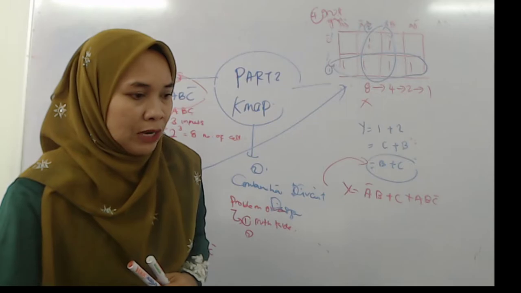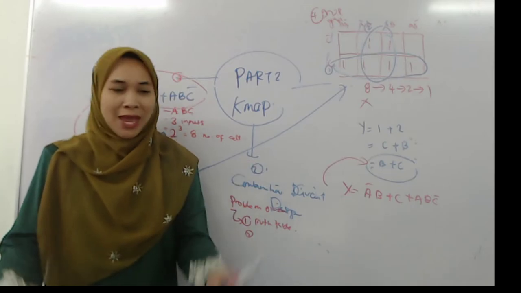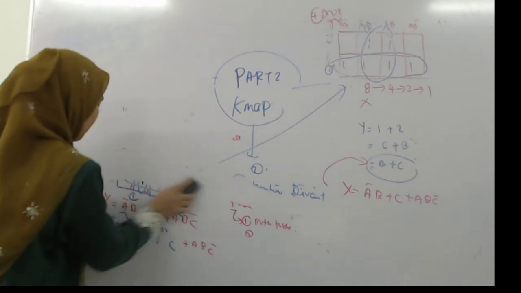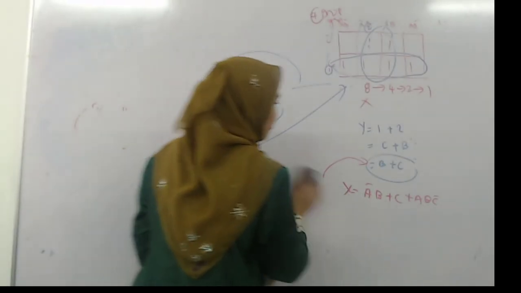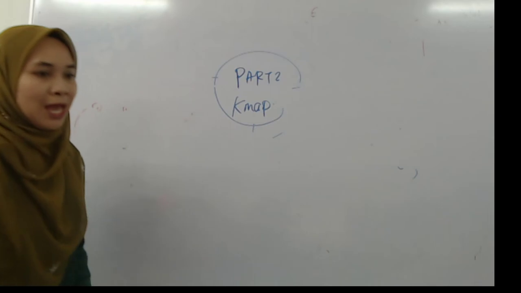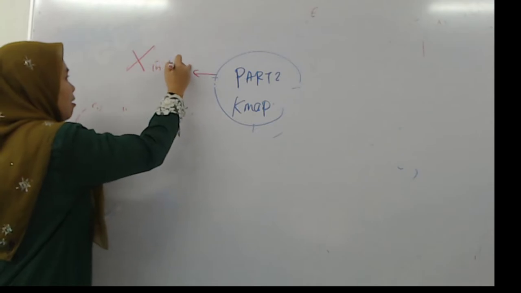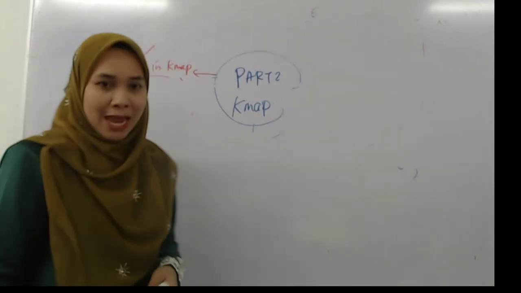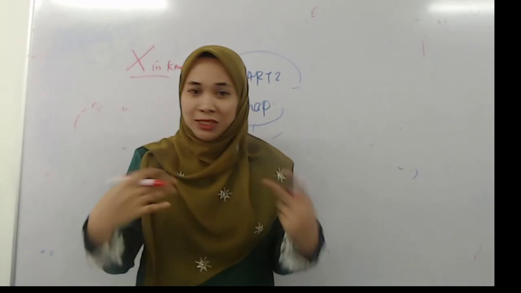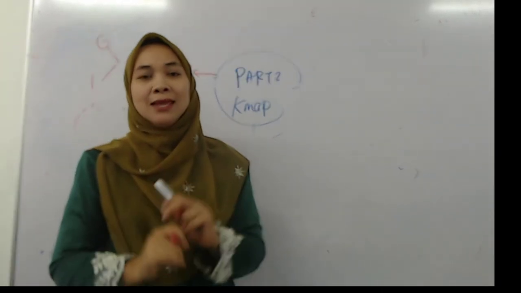So now we look at expression X in the Karnaugh map. What is X? X is don't care, right? Expression X in K-map. X is don't care. Don't care means it doesn't matter, it can be 1 or it can be 0. X here can be 0 or 1. So we use X in the Karnaugh map.